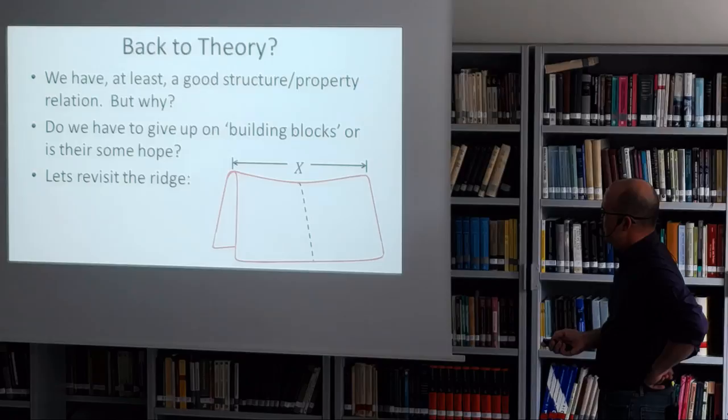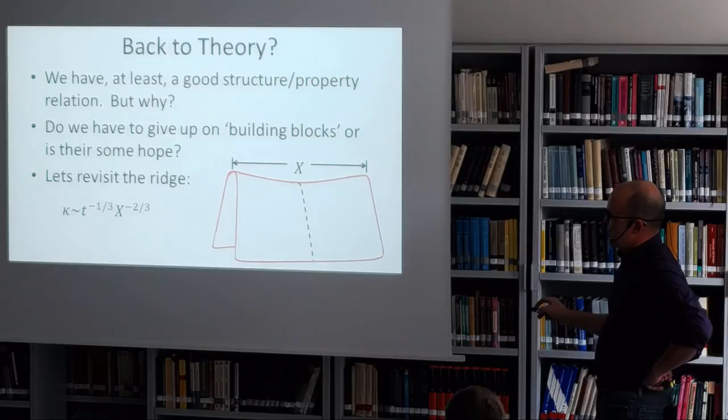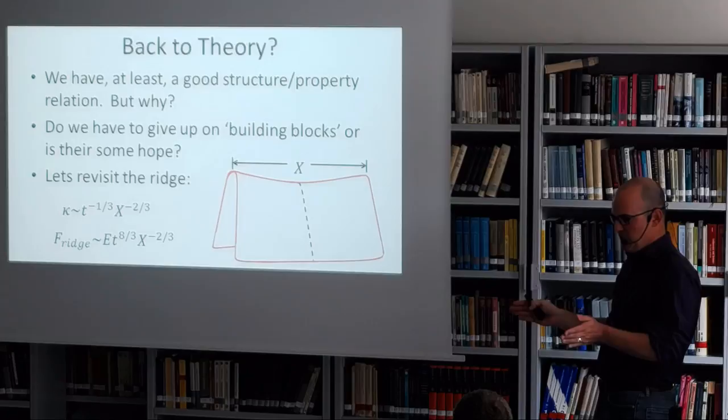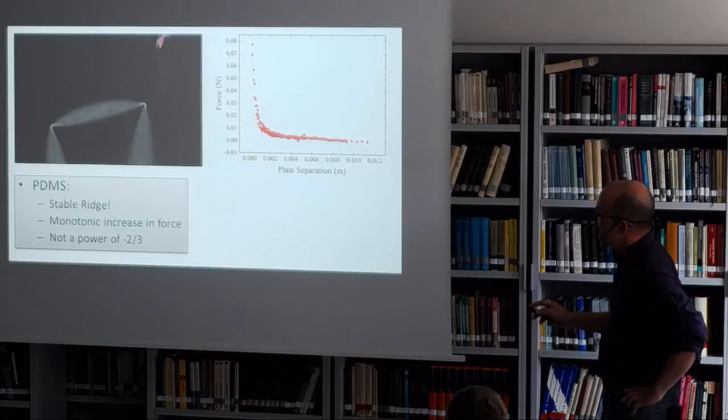Basically, if we remember the ridge, we had this geometric prediction that came in due to the curvature there. And so that's something we could look for. And we could also go back to looking at the forces directly, right? So if we have a single ridge, this was the building block prediction, so we should be able to see that for a single ridge if it's anywhere close, right?